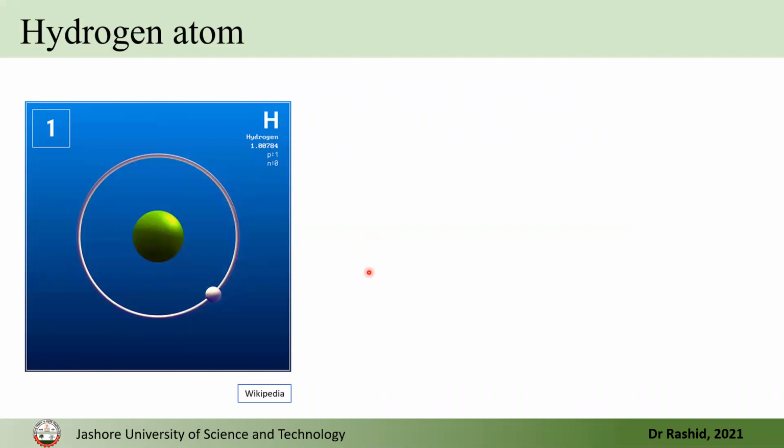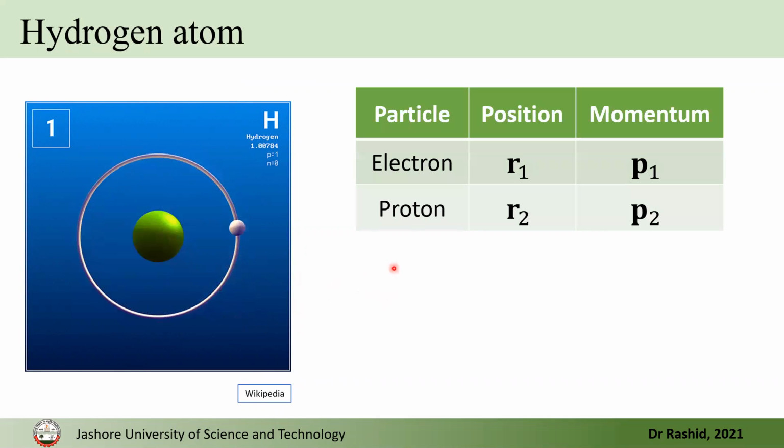As you know, the hydrogen atom has two particles, the proton and electron. This is a very crude model of the hydrogen atom. At the center is the proton, and the electron is moving around the proton. So for the positions and momenta, let's assume for the electron, the position is R1, and for the proton, the position is R2. While for the electron, the momentum is P1, and for the proton, the momentum is P2. So we are using the subscript 1 for electron and the subscript 2 for proton.